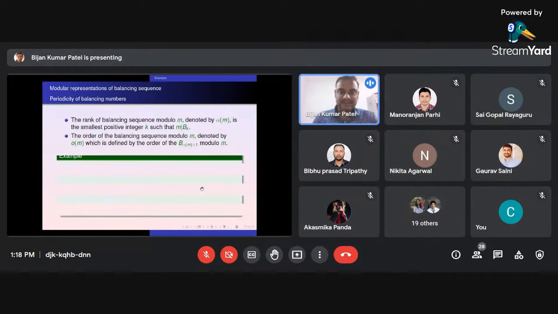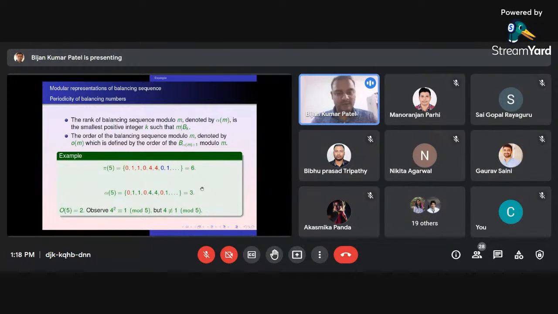So if you take the same example, the balancing sequence modulo 5, these are the residues: 0, 1, 1, 0, 4, 4, 0, 1, 1. As per the definition of the rank, whenever 5 divides the balancing number, that means when the residue is 0, the first time we get 0, that is the rank. So alpha of 5: 0, 1, 1, and then at the fourth term we got the 0. So there are 3 terms before 0, and we can say that 3 is the rank.